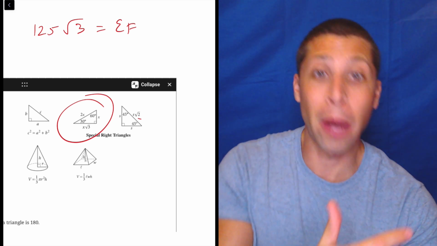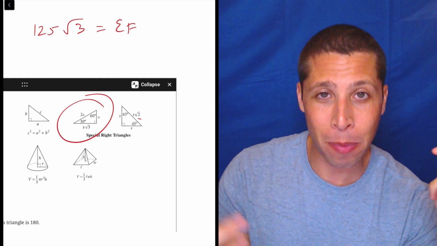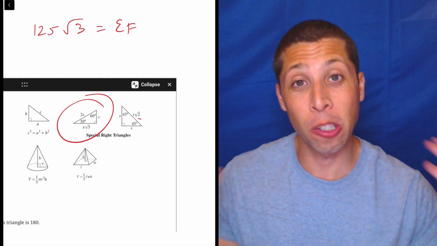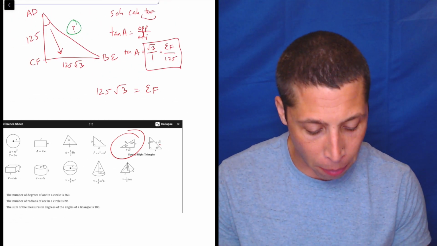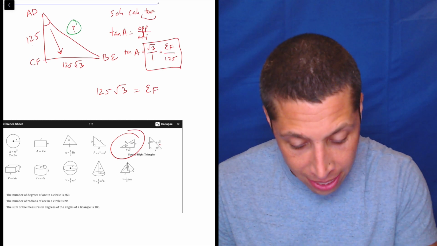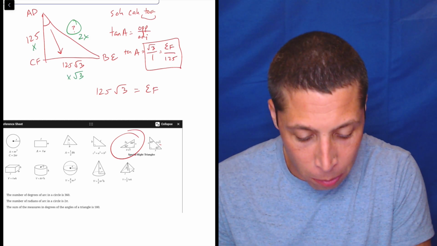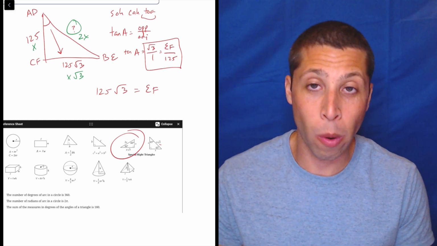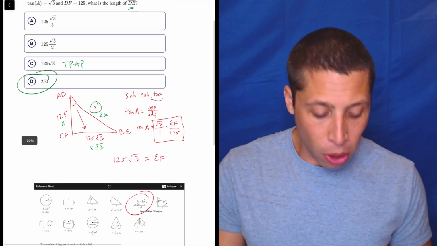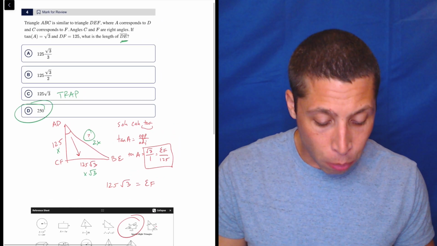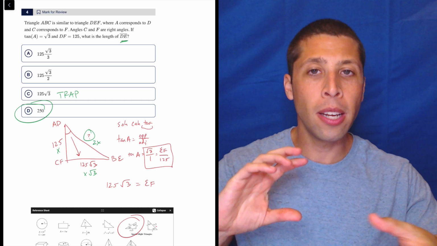So we could do Pythagorean theorem. It's going to take more work, but with Desmos, it won't be so bad. But if we recognize that it's one of these special triangles, we have a little bit of a shortcut because then we can see that we've got that proportion, right? This is the X side. This is the X root 3 side. So this must be the 2X side. So if X is 125, 2X is 250. And that's the answer.